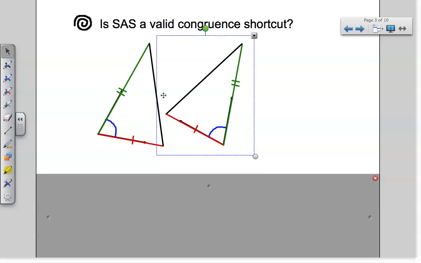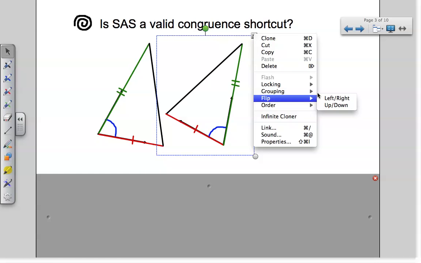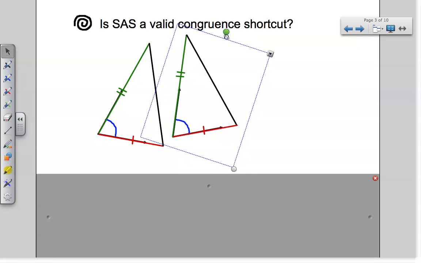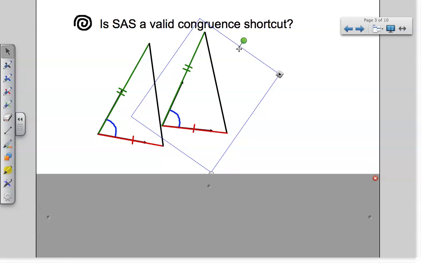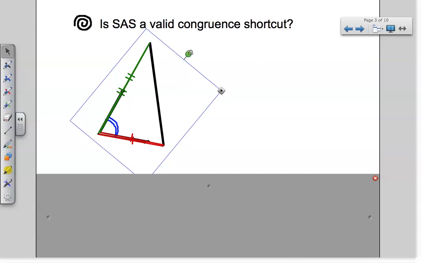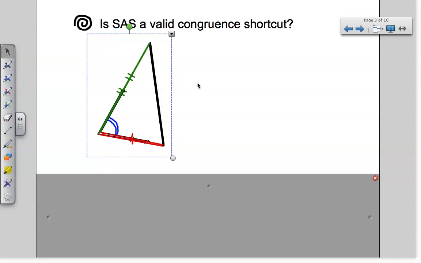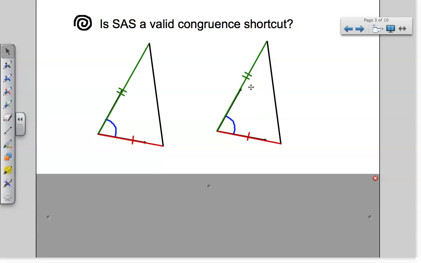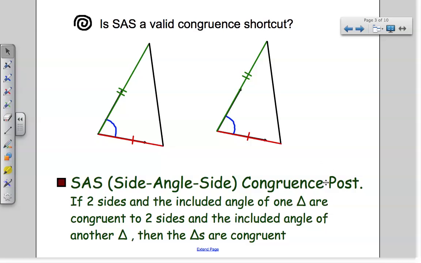It looks like I have to flip one of them. It's not just a rotation here. Alright, now if I rotate a little bit, let's see if these triangles really are congruent because of side angle side. The angle is between those two sides, and yes, these are definitely congruent triangles here. So side angle side works. I tried to make two different triangles, but they ended up being congruent with two given sides and the angle between being congruent.